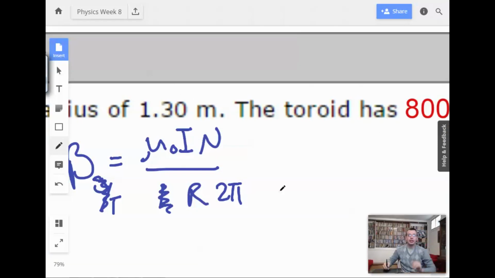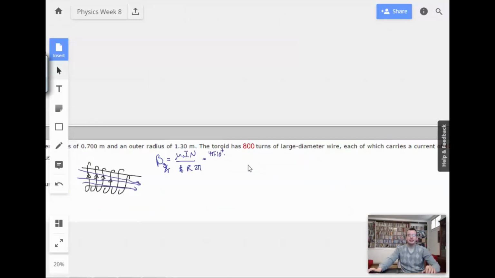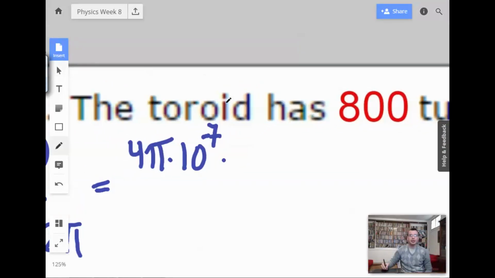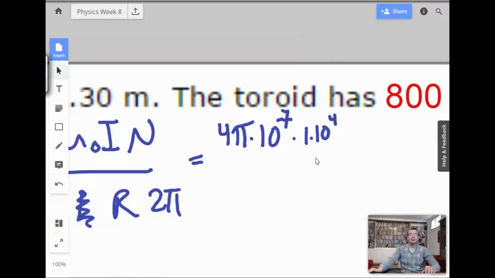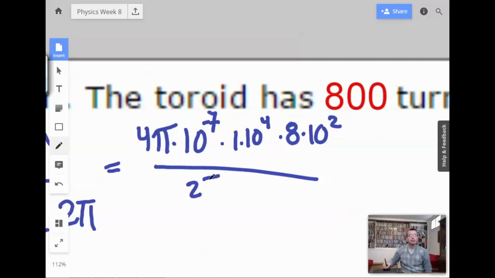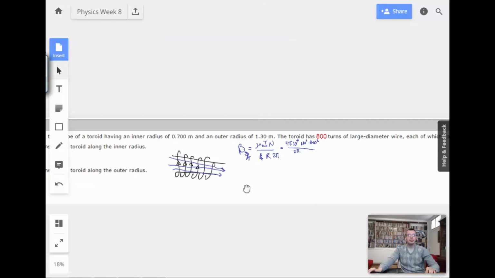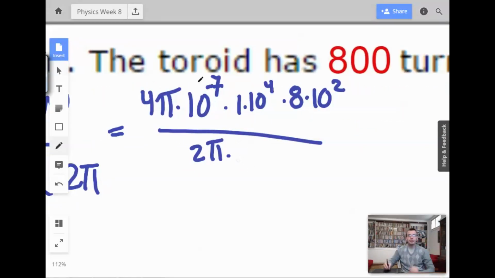For the inner radius, we're going to have 4 pi times 10 to the negative 7th times 10,000 amps, so I'm just going to do 1 times 10 to the 4th. Number of turns, 800, which is 8 times 10 squared, over 2 pi, and then the radius is going to be 0.7, which is 7 times 10 to the negative first.